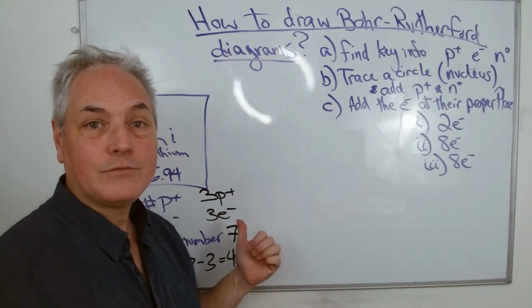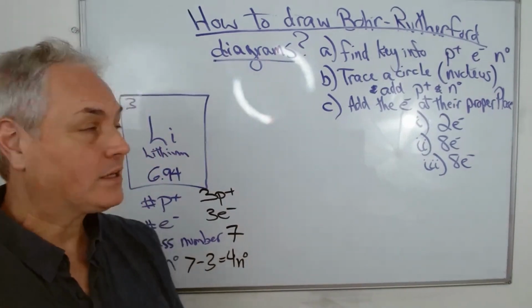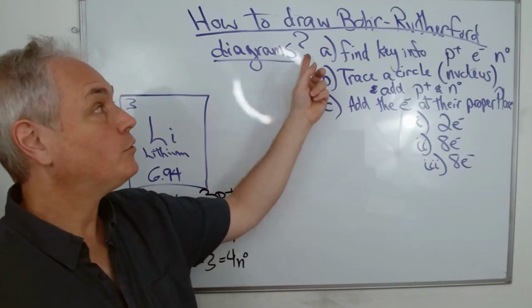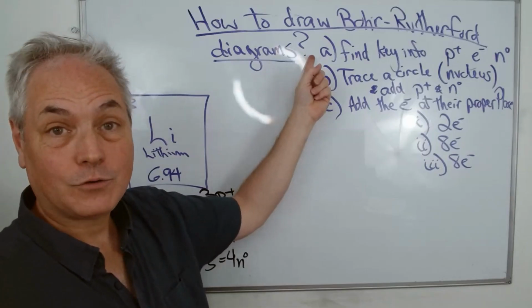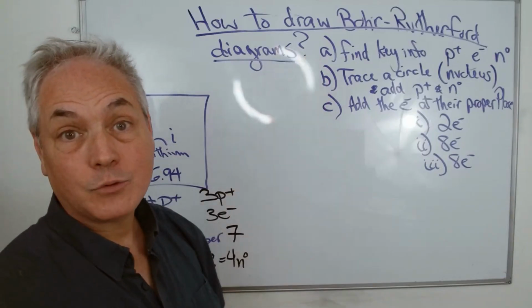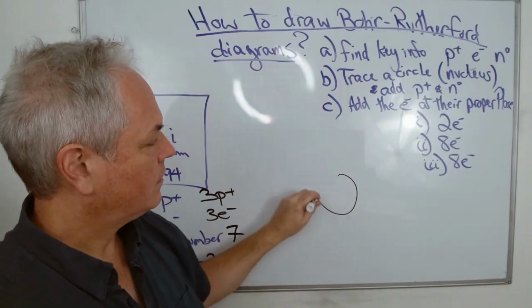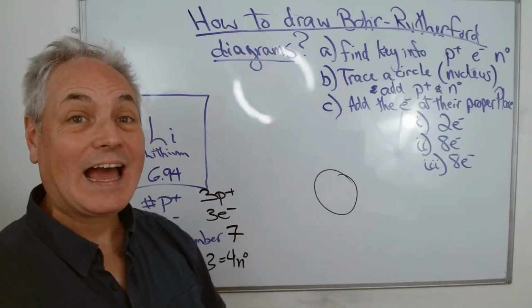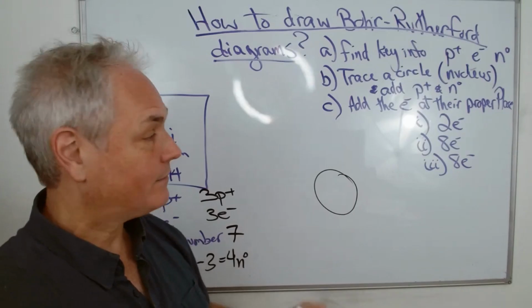This information is very important because it allows me to know, first of all, if I want to do the Bohr-Rutherford diagram, I need the info. Second, let's see if we can put it together. The second step, we do the circle, and then we put inside how many protons and neutrons we have.